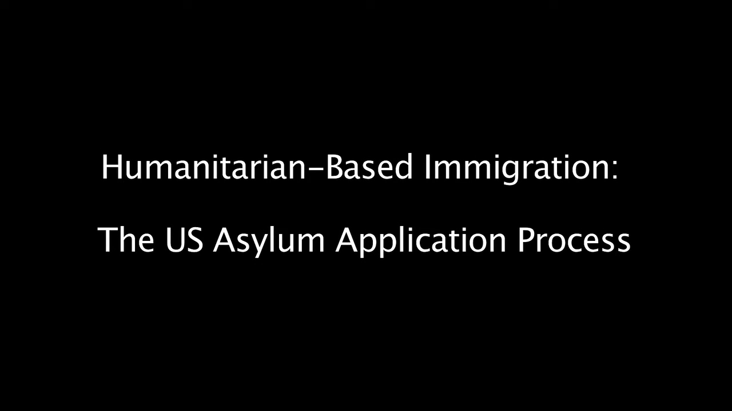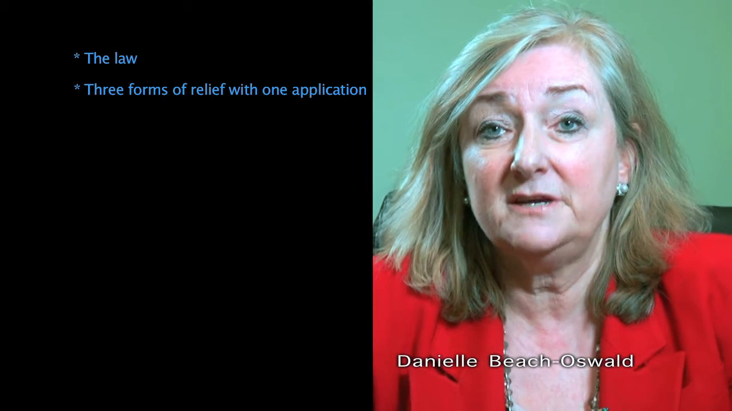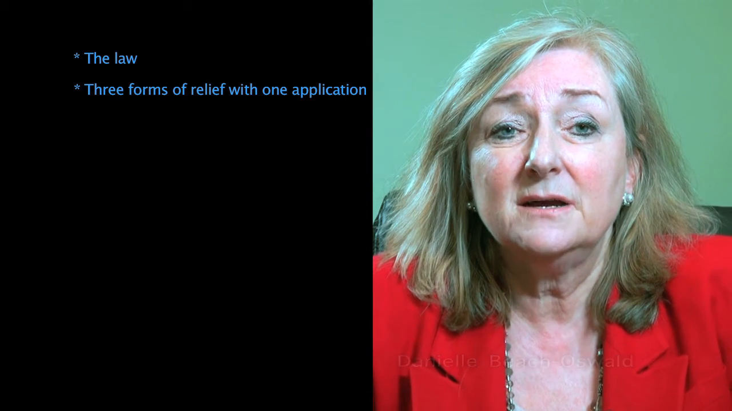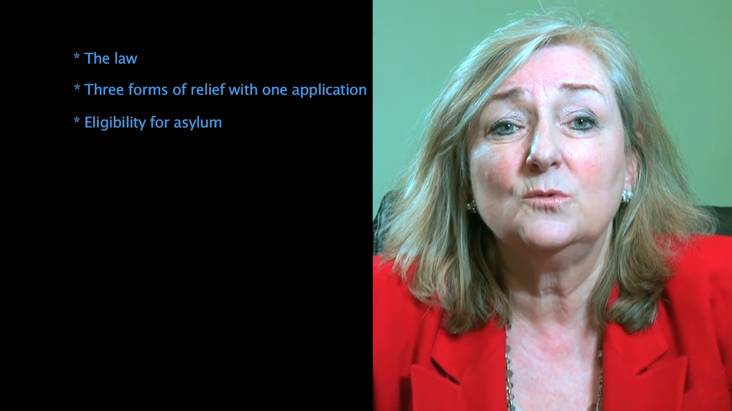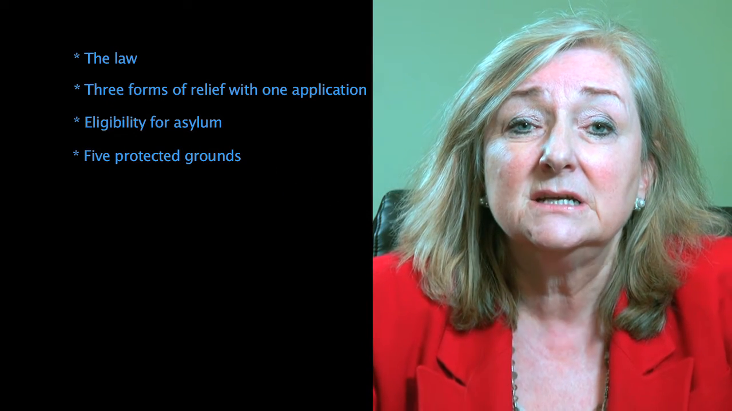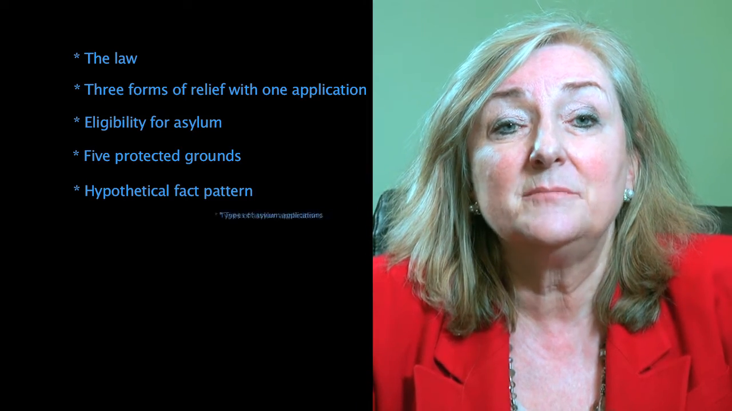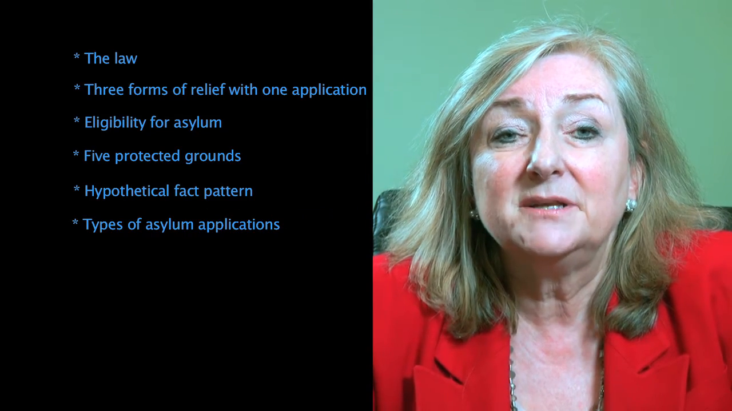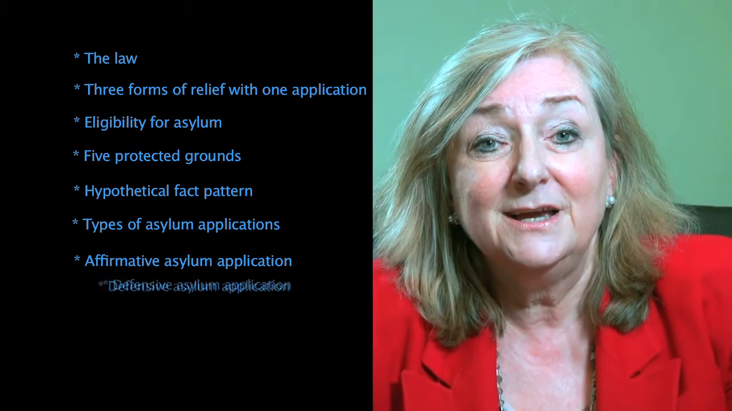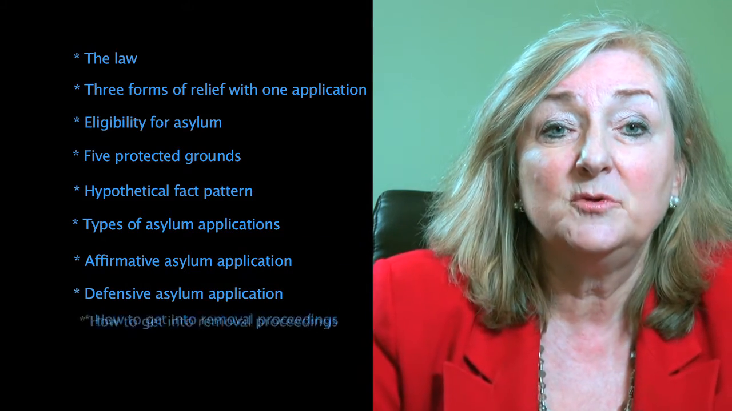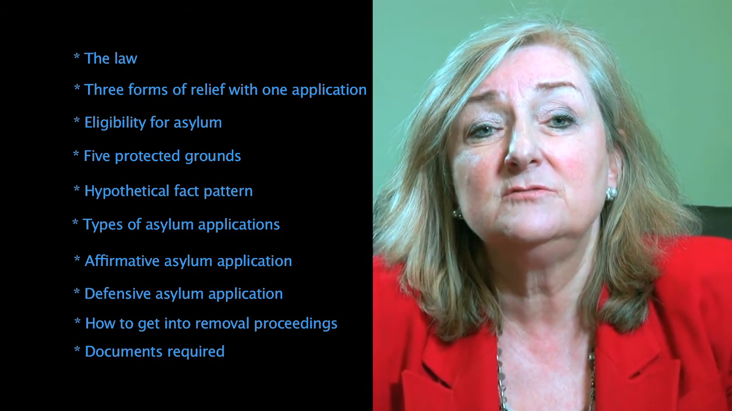Today we're going to talk about humanitarian-based immigration, and specifically about the U.S. asylum application process. So we're going to cover what the law is, what the three forms of relief for asylum are, because there are three types, the eligibility for asylum, and what the 5 protected grounds are. We'll do 3 hypotheticals, and we'll also talk about types of asylum application, affirmative or defensive. And we'll talk about how you get into removal proceedings, and what documents you need in removal proceedings.